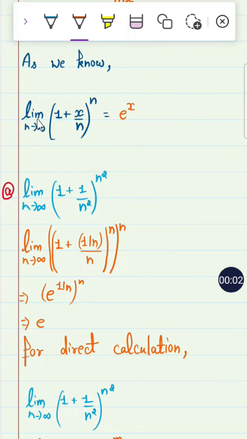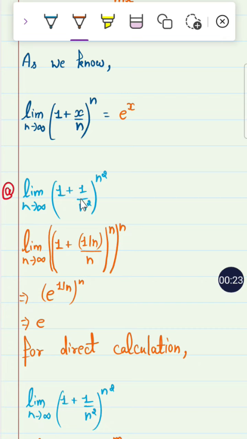As we know, limit n tending to infinity (1 + x/n)^n equals e^x, right? What is the limit of this? It is e^x. We know that. Now how do we find the limit as n tends to infinity of (1 + 1/n²)^(n²)? What is the limit of this?